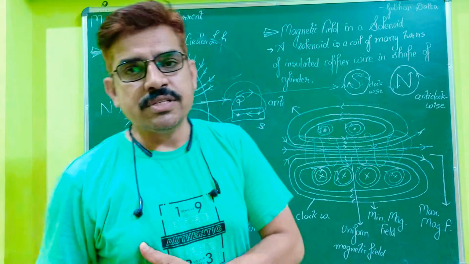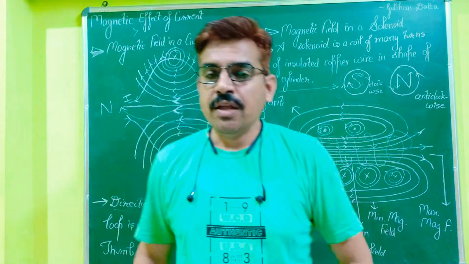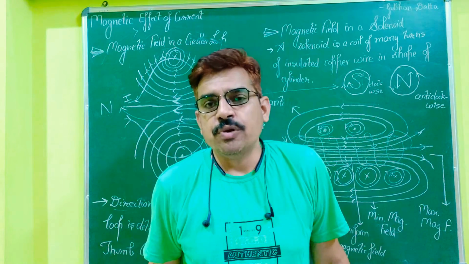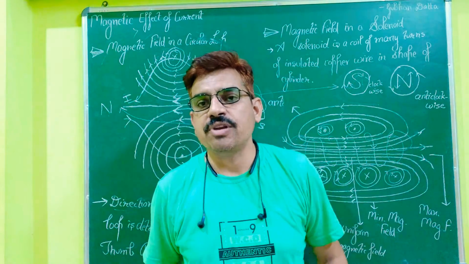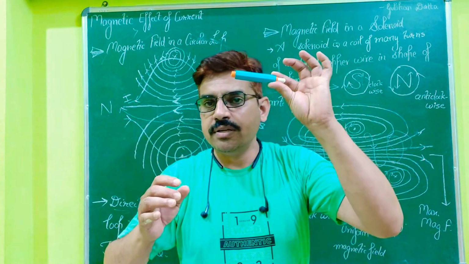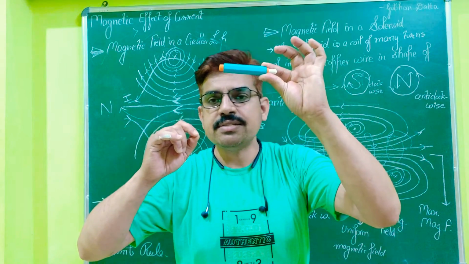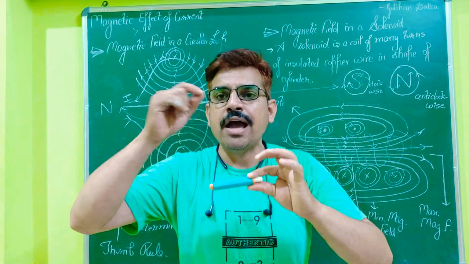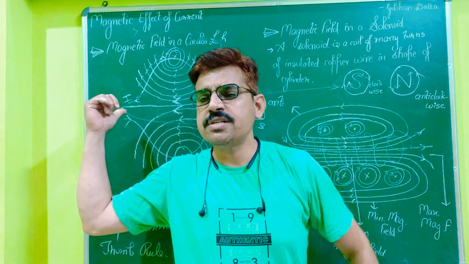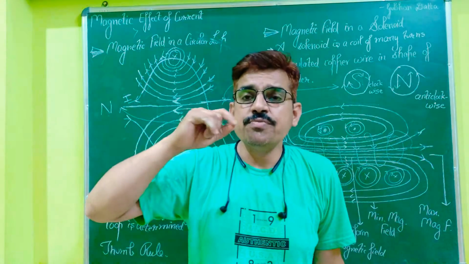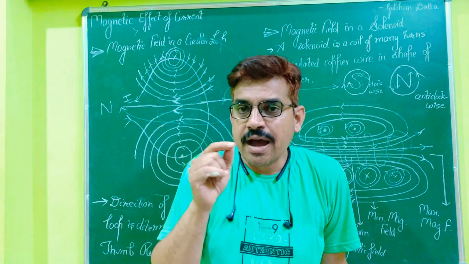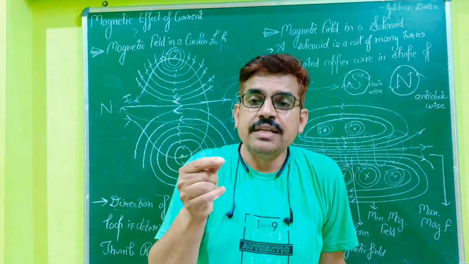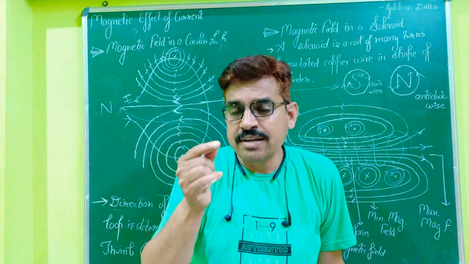So this is about the circular loop, and next is the solenoid. Before going to the solenoid, I want to share with you what a solenoid is. Take a single loop. This is a single loop. This is also a single loop. In the case of a single loop, there is a formation of a north and south pole. If I take the next loop, there is again a formation of a north and south pole.